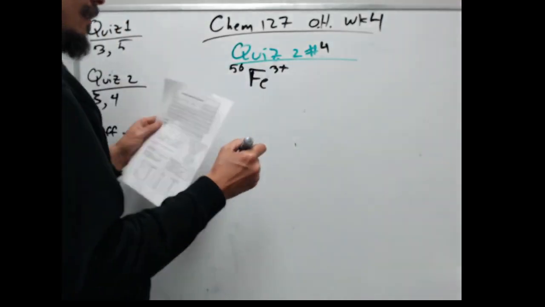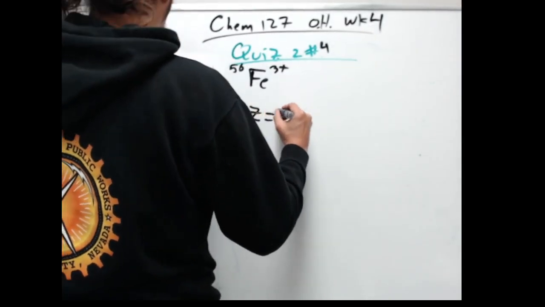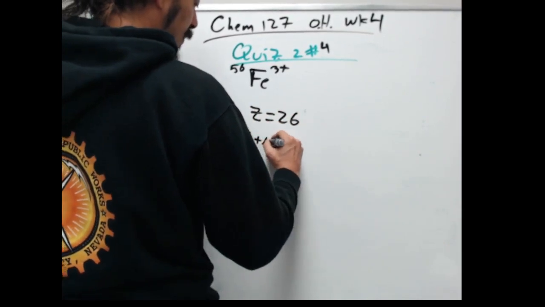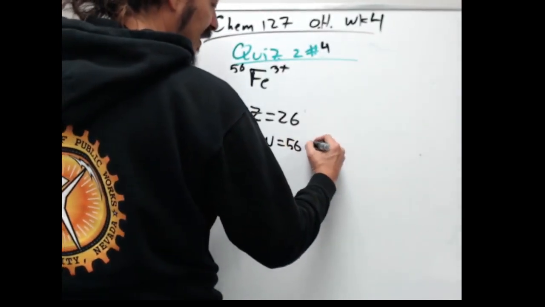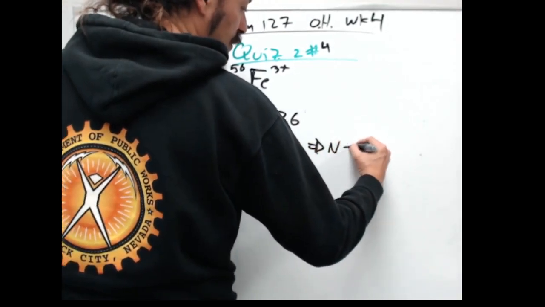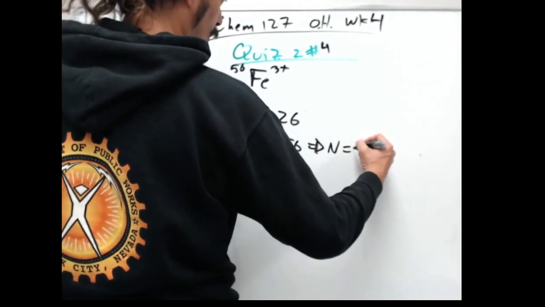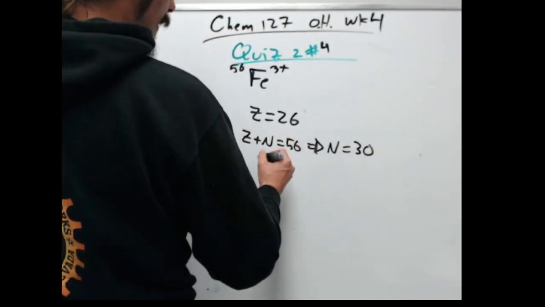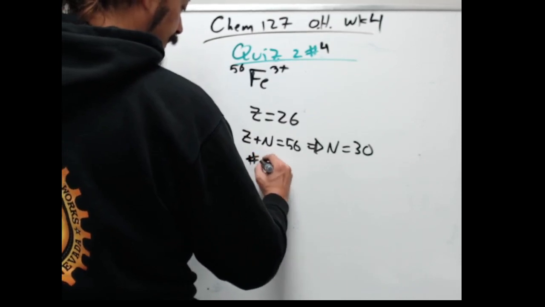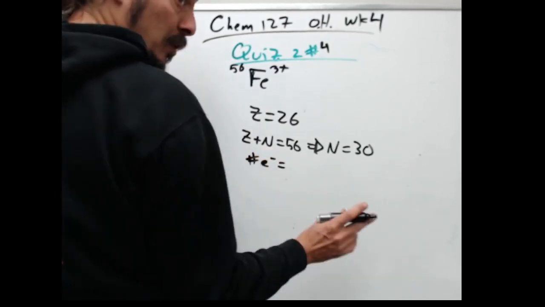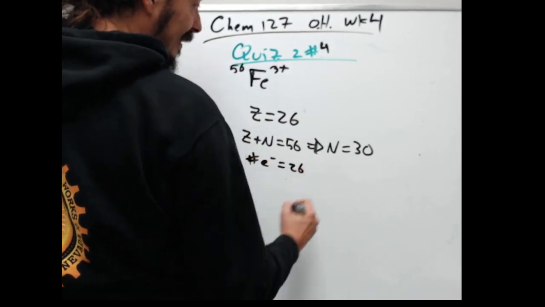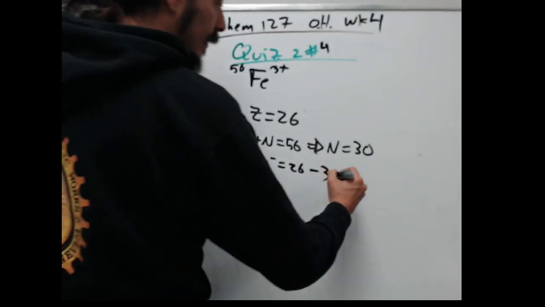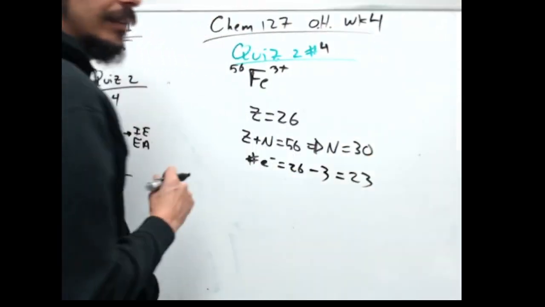First thing is, if it's iron, I know my number of protons has to be 26. I know that my number of protons plus my number of neutrons has to add up to 56, which allows me to figure out my number of neutrons is equal to 30. Then for my number of electrons, if it was neutral, it would be 26. If it's plus 3, I need 3 fewer negative charges, so it should be 23.